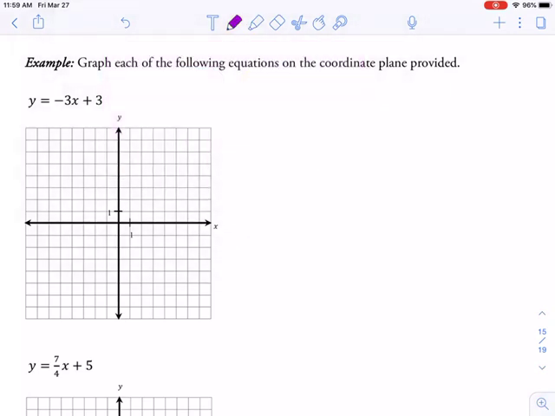All right, so we want to figure out the points that might be on the graph, and we are going to do that using some basic algebra.